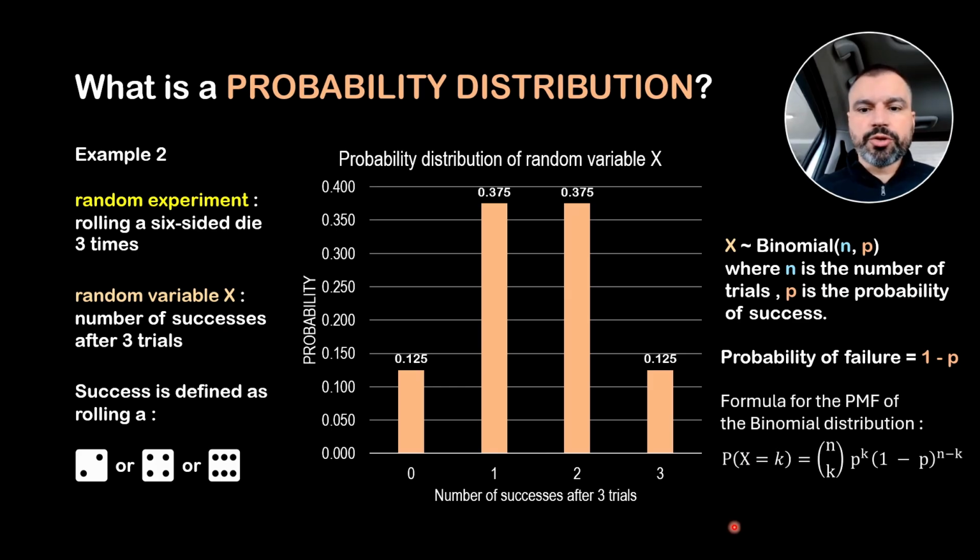The formula for the PMF of the binomial distribution looks like this. The probability of x being equal to k, where k is the number of successes after 3 trials, is equal to n choose k times p raised to the power of k times 1 minus p raised to the power of n minus k. The formula looks scary, but in reality, it's a pretty simple calculation. We're going to use this PMF to demonstrate how we get these probabilities that you're seeing on the chart.